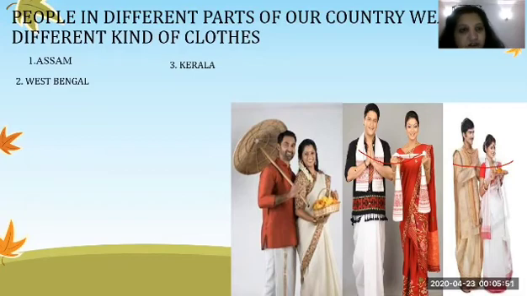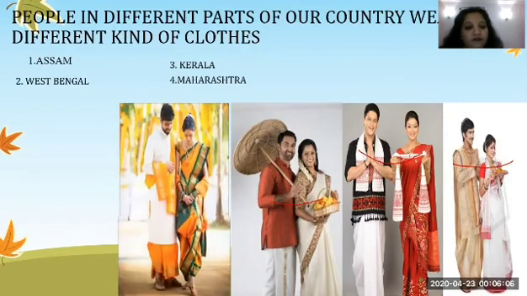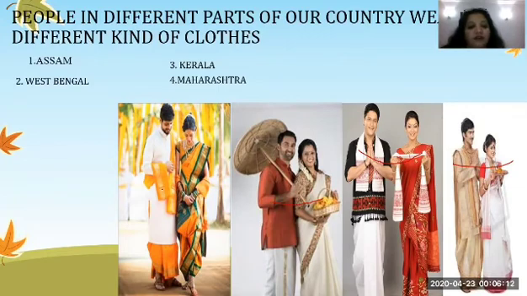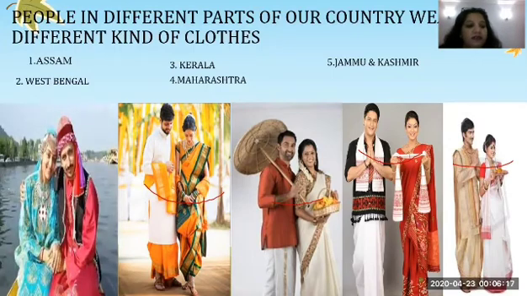So this is the traditional dress of Kerala. You can have a look at the traditional dress of Kerala and how it is different from the costume of Assam and from the costume of West Bengal. Next comes Maharashtra. Here also you can see a beautiful couple wearing the Maharashtrian attire, which is also different from the rest of the states shown here. Then comes Jammu and Kashmir, and this is the traditional dress of Jammu and Kashmir, which is also different from the dress of Maharashtra, Kerala, Assam and West Bengal.